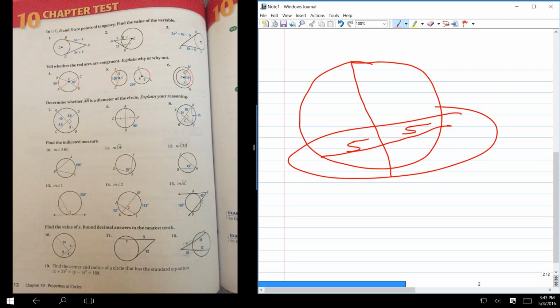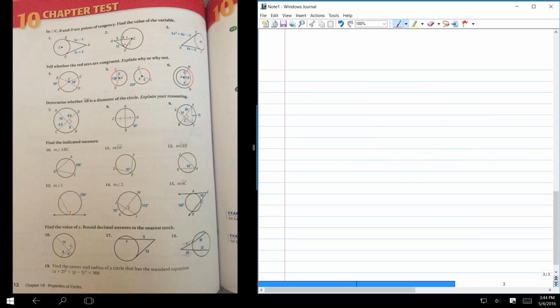Yes. Same reason. It bisects the chord CD, just like number 7. How about number 9? Number 9, AB. Clearly we have to do a little bit more work on number 9. Let's see if we can draw a picture of number 9.